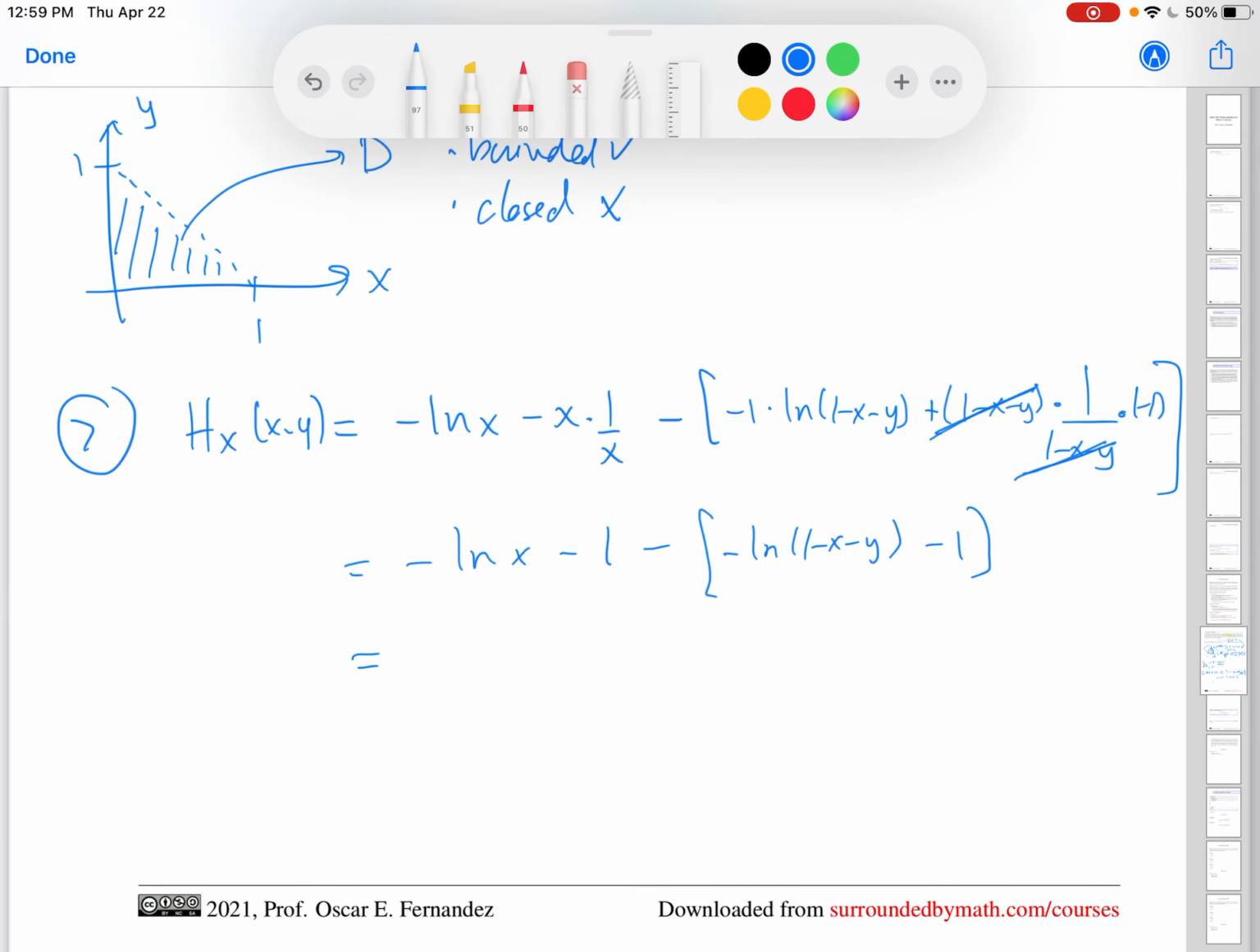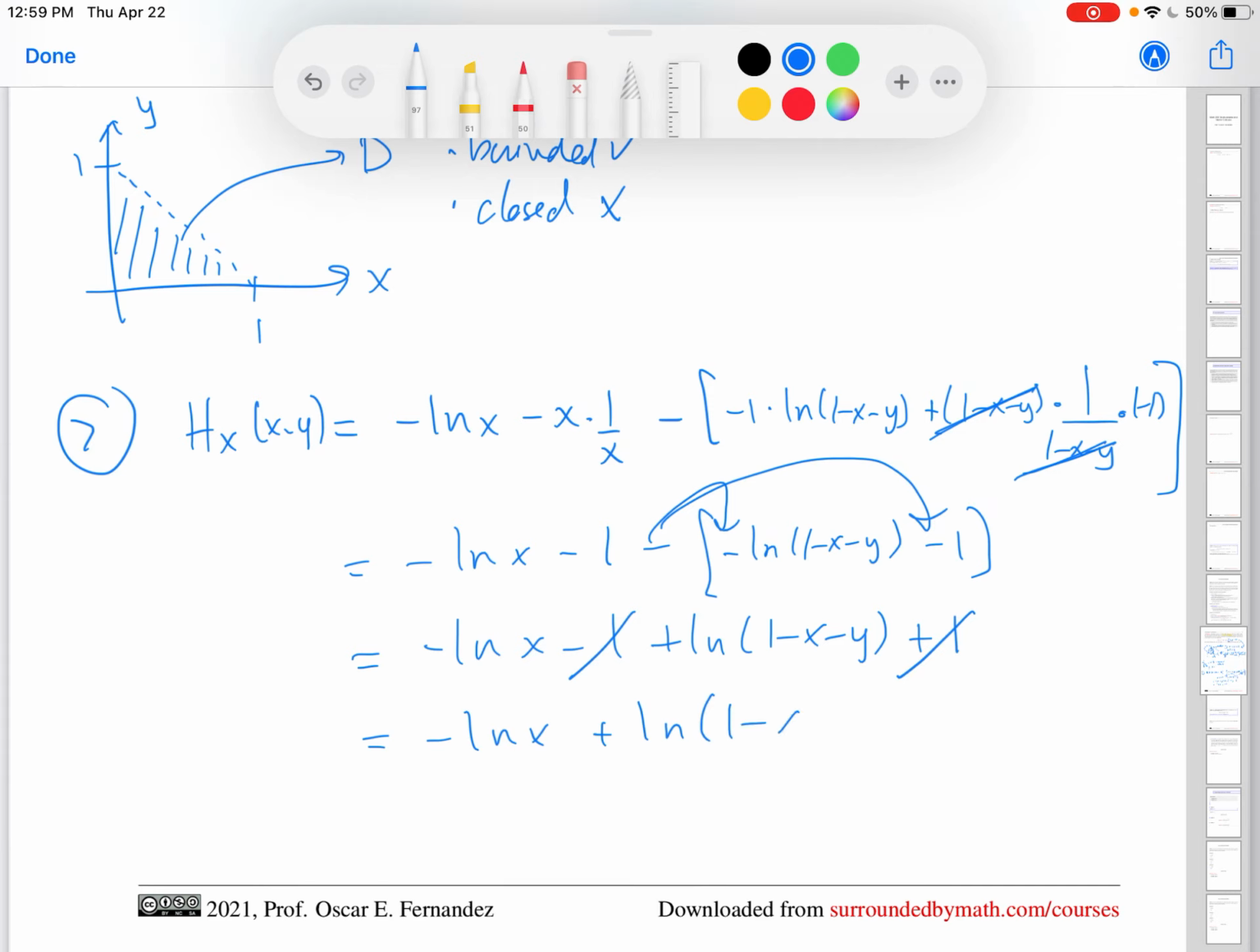So what is left? First of all, I'll just multiply out the -1 to make it a little easier to see. So I'm distributing this negative, and then I'm distributing that negative. I get a +1. So I am left with +1, -1 cancels, and I get negative ln of x plus ln of 1 minus x minus y. So that ends up being fairly nice, given where we started.